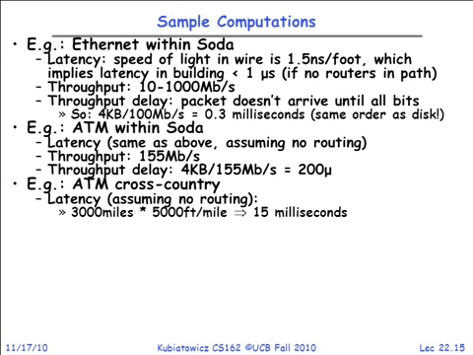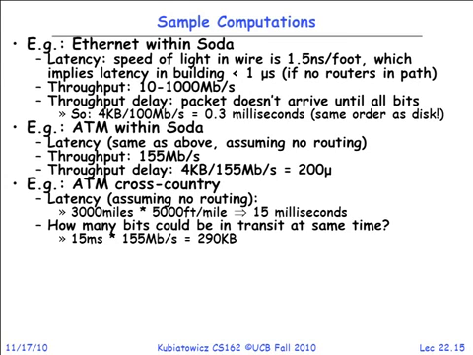How many bits could be in transit at the same time? So this is the first time we have a slightly different number here. At 15 milliseconds times 155 megabits per second, there could be about 290 kilobytes of data in a long packet that's stretched all the way across the country using ATM. So imagine that I just start transmitting and the bits are just spreading out, and by the time the first bit arrives, I will have put 290 kilobytes into the link. Okay, now why is, yeah, go ahead.